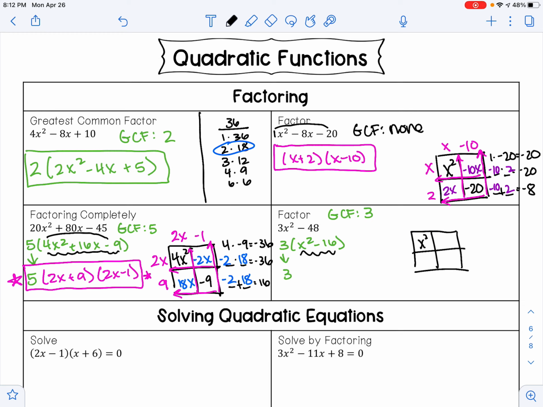First term goes in the first box, last term goes in the last box. You always want to multiply your first number by your last number. So I'm looking for two numbers that multiply to negative 16 and add to 0, because I'm missing that middle x term, and so it must be 0. And so two numbers that multiply to negative 16 and add to 0 are negative 4 and positive 4.